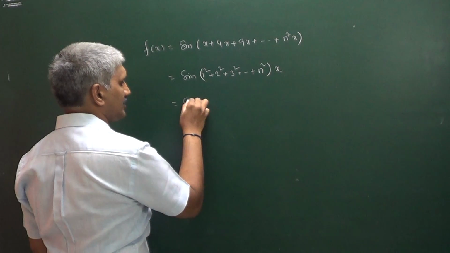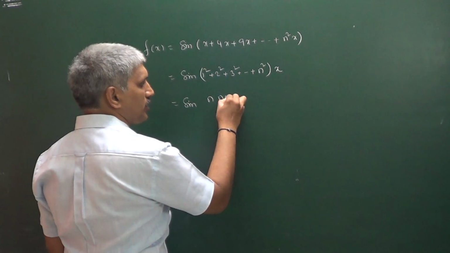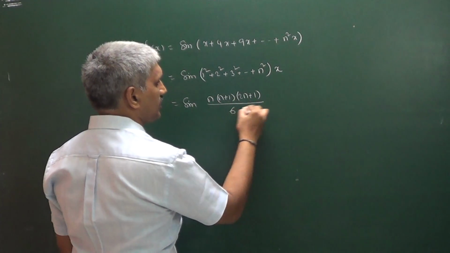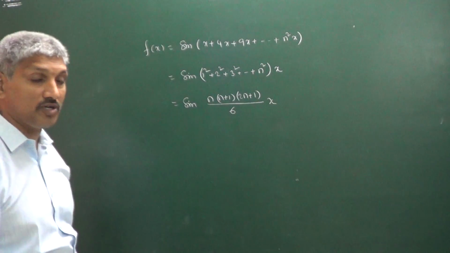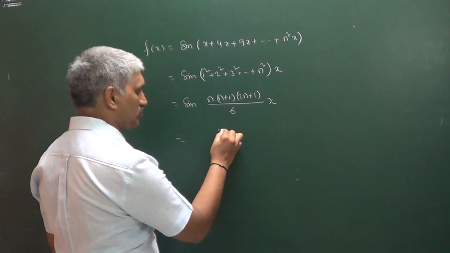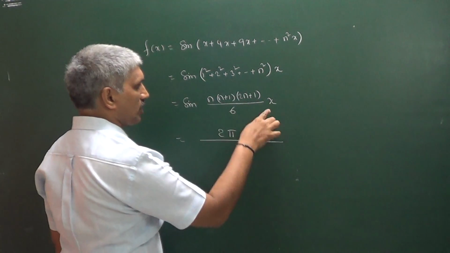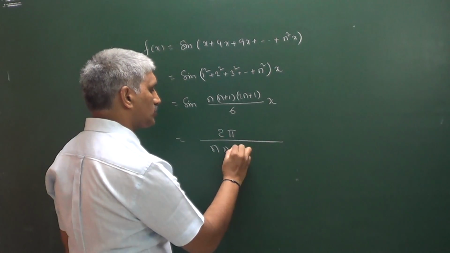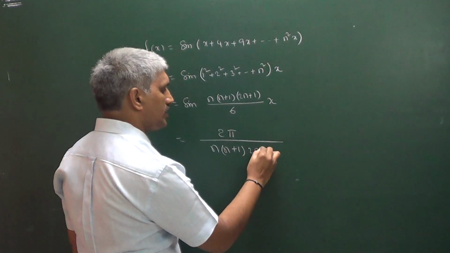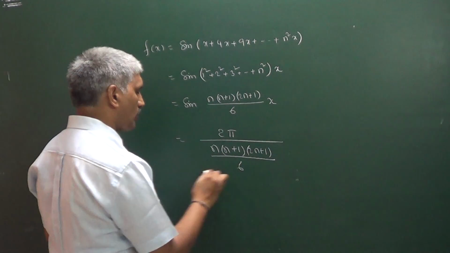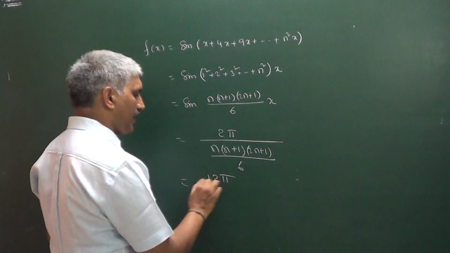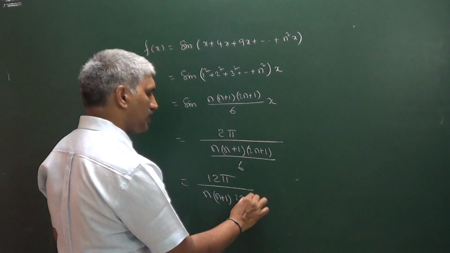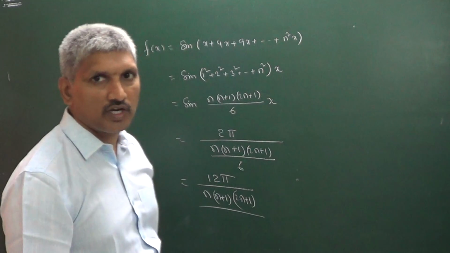That we can write as sin of n into n plus 1 into 2n plus 1 divided by 6 into x. Now tell me, this function's period is equal to 2 pi divided by the coefficient of x. The coefficient of x is n into n plus 1 into 2n plus 1 divided by 6. That's what we can write, 12 pi divided by n into n plus 1 into 2n plus 1. That is the period of this particular function.